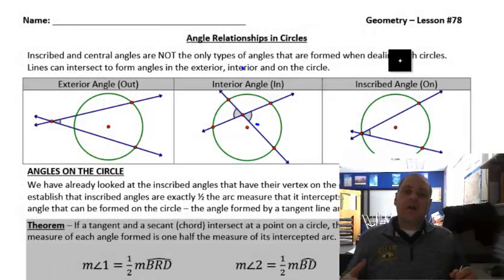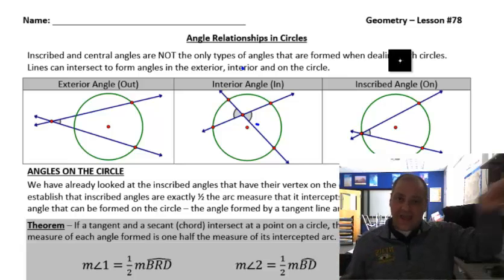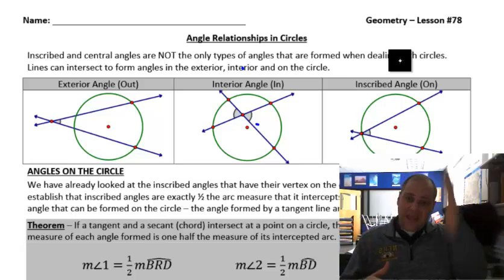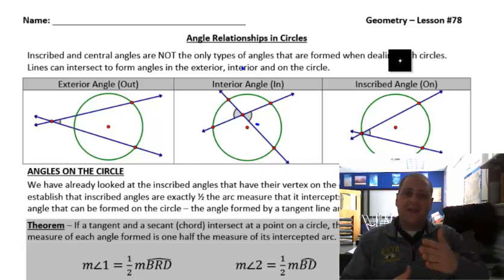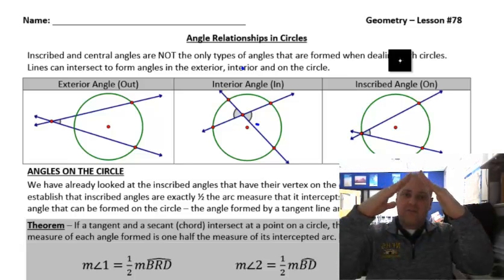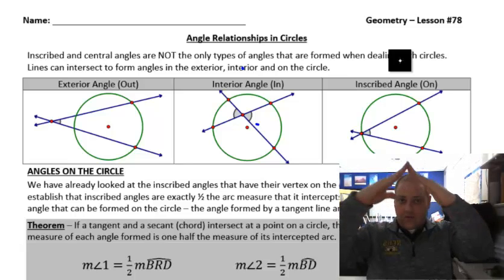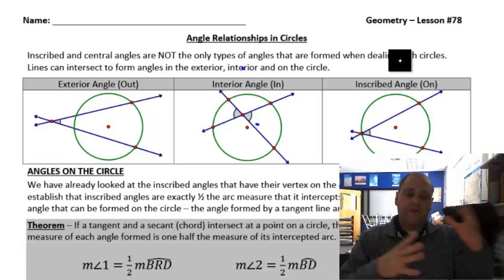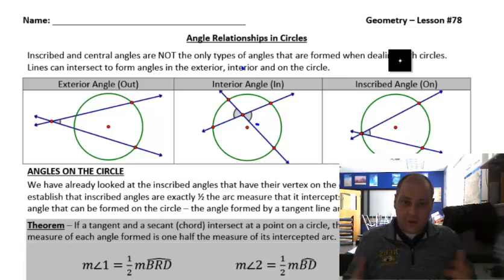I've been talking a lot about circles and different lines and line segments within circles. We talked about chords, we talked about tangents, we talked about secants. So what happens is these chords, these line segments, these tangents, these secants, all these lines, they intersect. And when they intersect inside the circle, outside the circle, wherever, there are different formations and different angles formed.